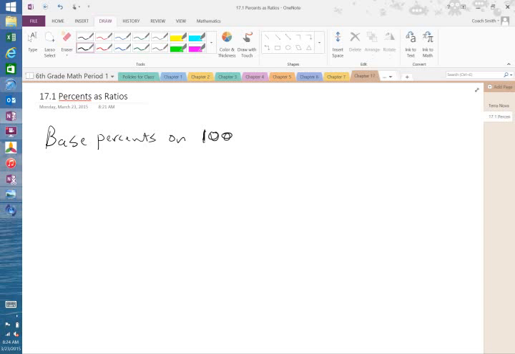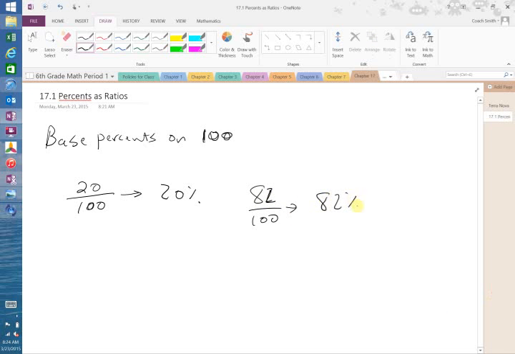So, if I have 20 over 100, 20 over 100 is 20%. If I have 82 over 100, that's just 82%. If we have 105 over 100, well, that's 105%.